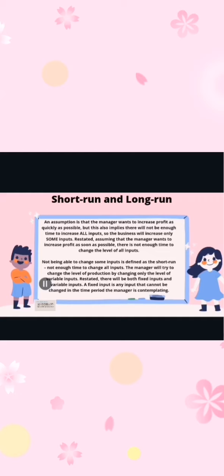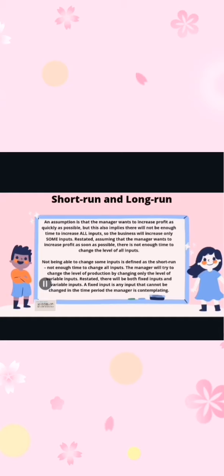Short run and long run. An assumption is that the manager wants to increase profit as quickly as possible, but this also implies there will not be enough time to increase all inputs. So the business will increase only some inputs. Restated, assuming that the manager wants to increase profit as soon as possible, there is not enough time to change the level of all inputs.